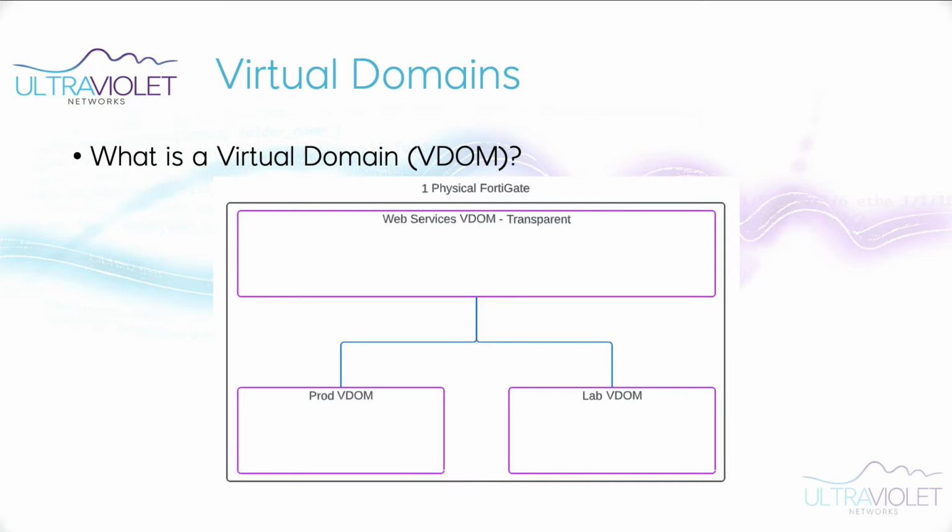The example we have on the screen here is that we have a production VDOM and a lab VDOM that's providing layer 3 routing and policy, where the web services VDOM is transparent in that it's brokering the connection to the web. Why would you want to use a setup like this? Let's say you have an application that's running behind the production VDOM and you've got its test equivalent, or test copy, running behind the lab VDOM. Anything you would want to run in the lab VDOM will ultimately end up in the production VDOM.